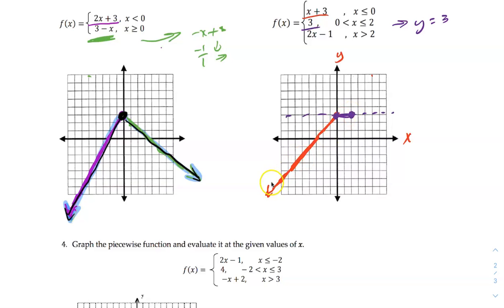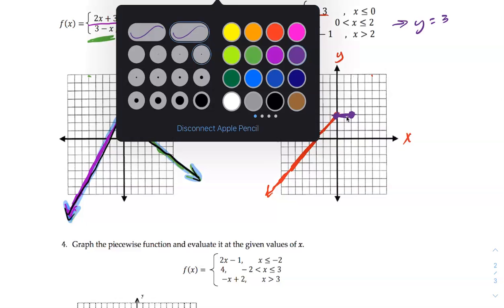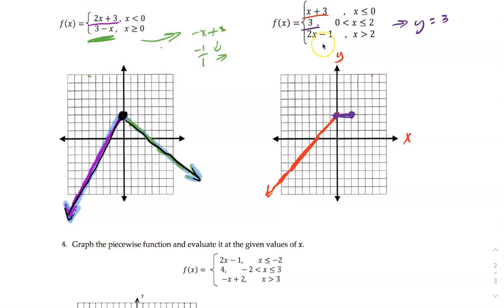Right, so that's my graph. Starts here, goes there, connects to there. I don't need any of this stuff. Only want between 0 and 2 at 3. Let me erase the rest of this. Okay, and then for the last one, I want 2x minus 1. So down 1 is the y-intercept, and my slope is 2, so up 2 over 1.